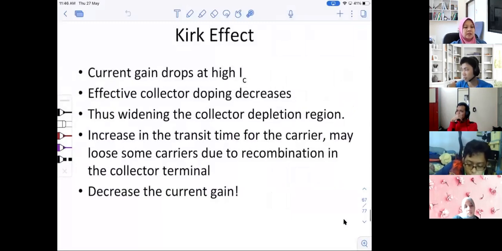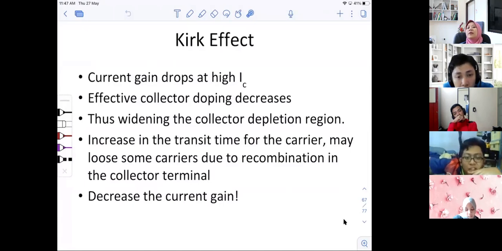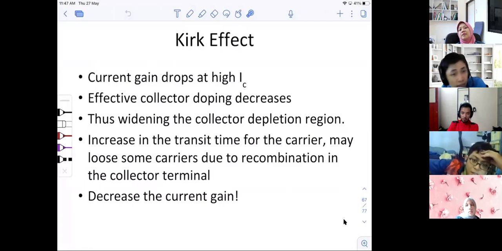Okay, 2 minutes up, I think. Anybody can tell me what you understand? Can you understand or not? Can you hear me? If you cannot understand, tell me. If you can understand, also tell me which one. The effective collector doping decreases. So, do you understand what that means?